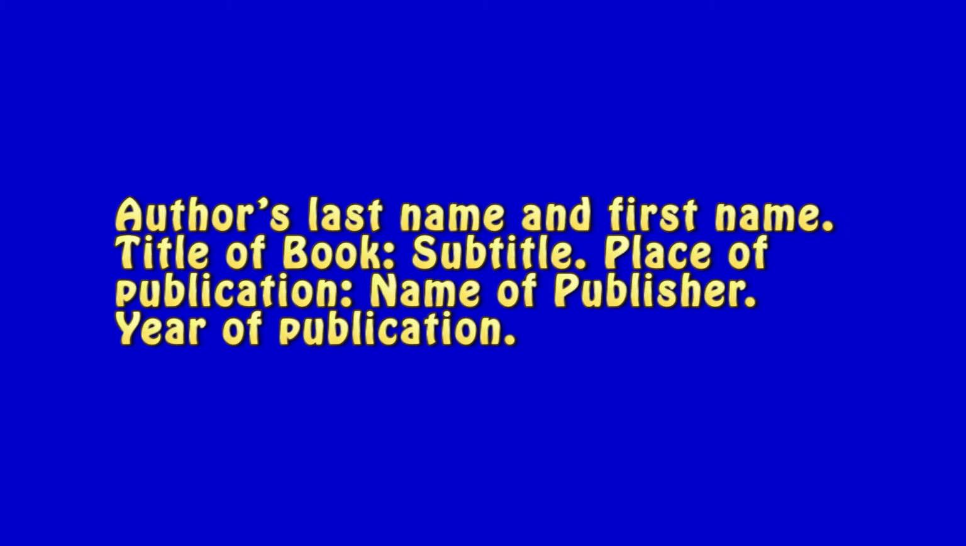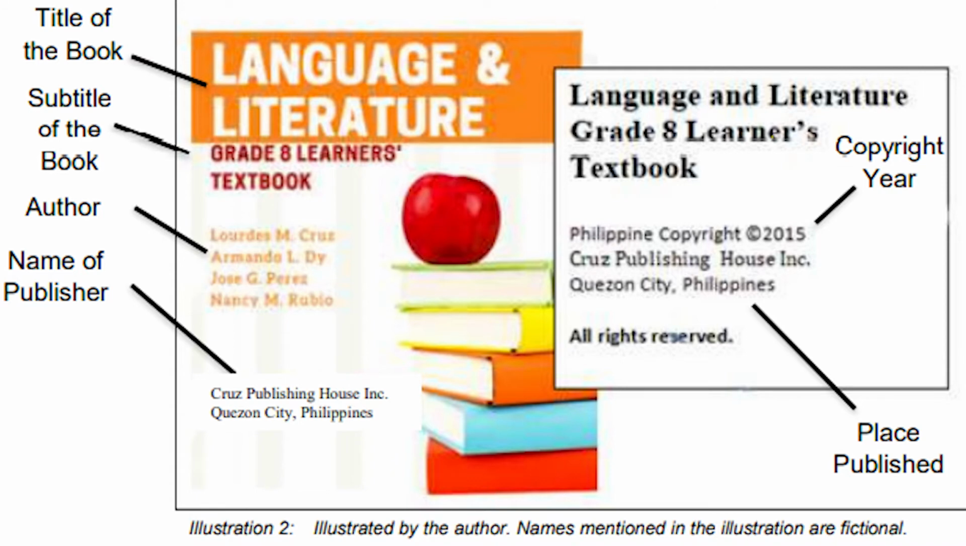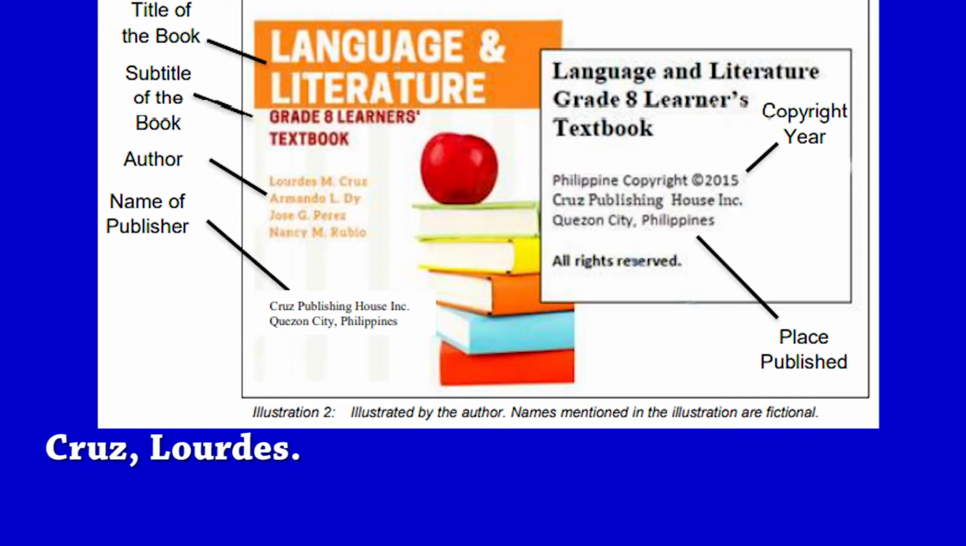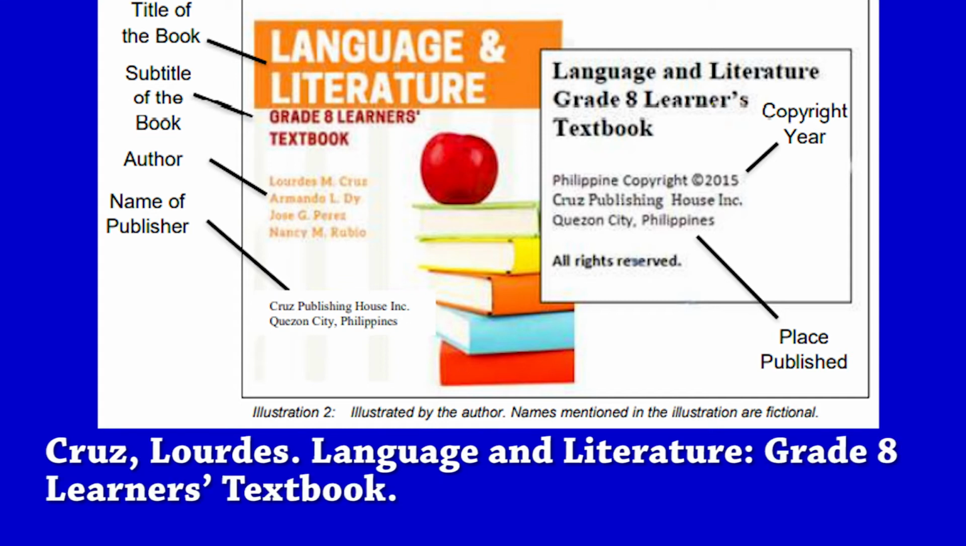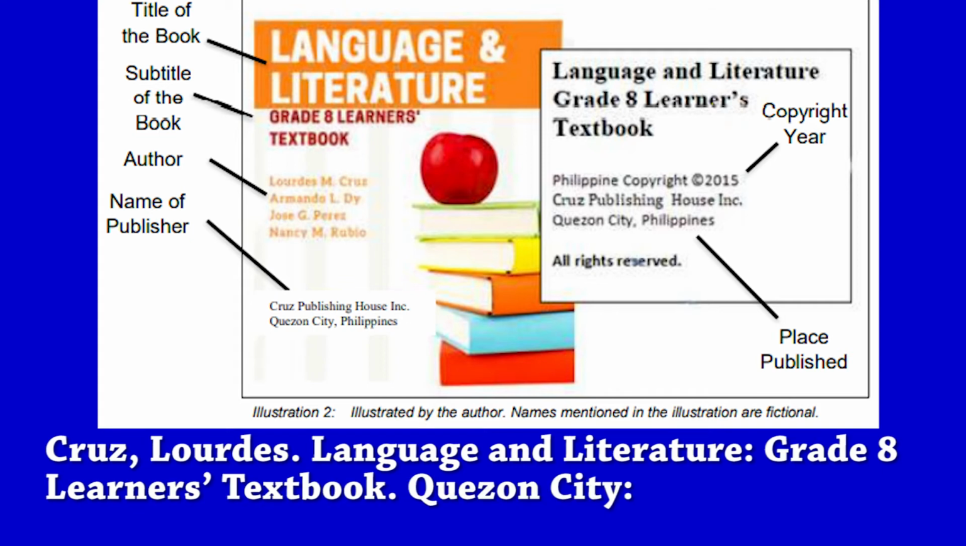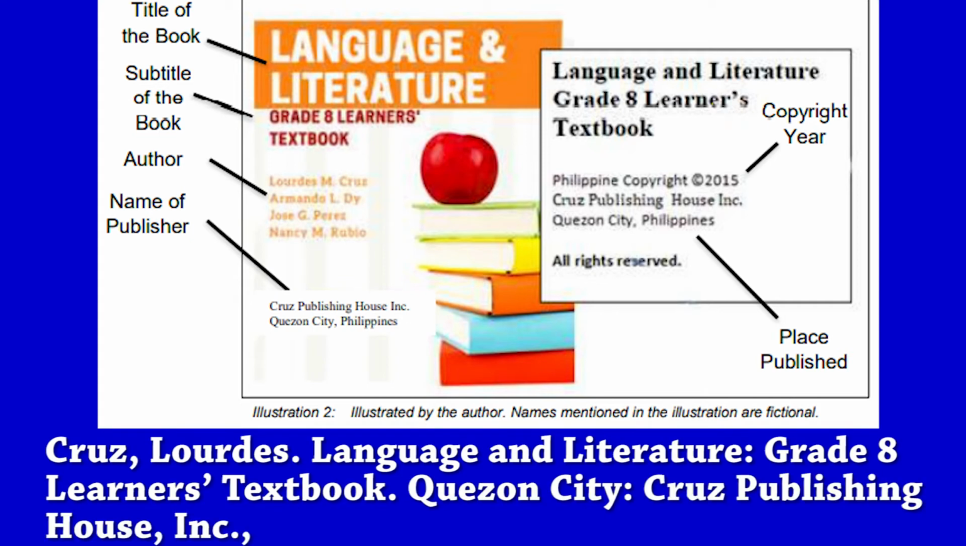So, for example, ang books na meron lang isang author, for example, ang pangalan niya ay si Lourdes Cruz, nagsulat siya ng book about language and literature. So, ang gagawin natin, ang kukunin natin ay yung apelyido niya muna, which is Cruz, comma, yung first name niya, Lourdes, period. And then, isunod natin yung title of the book, Language and Literature. Yung kanyang subtitle is Grade 8 Learner's Textbook. So, place of publication is Quezon City. And the name of publisher, Cruz Publishing House Incorporated. And then year of publication is 2015. Nasundan nyo ba ako? Yun ay kung mayroong isang author.